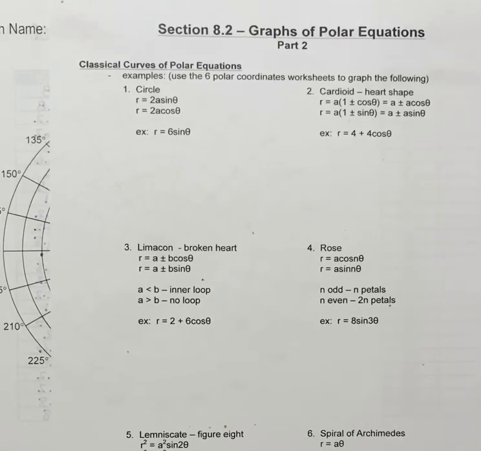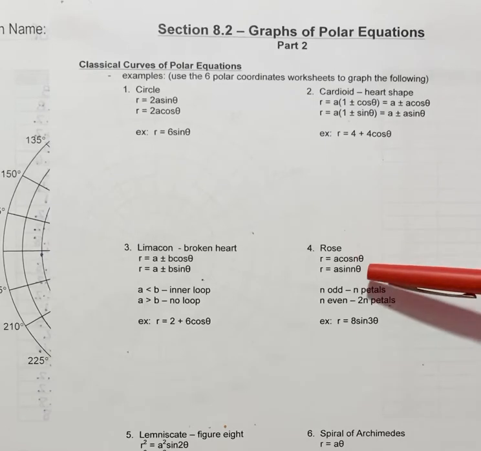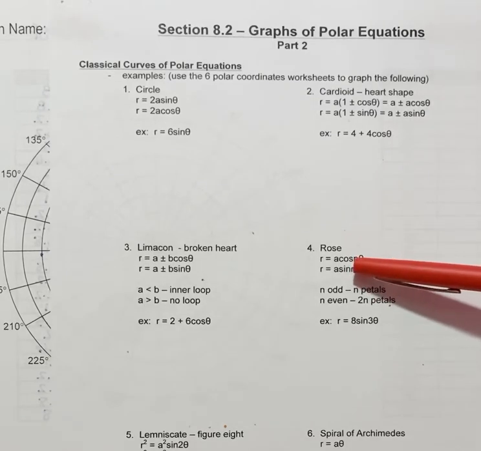Right, continuing section 8.2, part 2, we've talked about a circle, a cardioid, a limacon. Next thing we're going to talk about is a rose. If you look at these general equations right here, a rose is r equals a cosine n theta. That n is actually supposed to be there. Or r equals a sine n theta. That's not n squared right there, so just be careful.